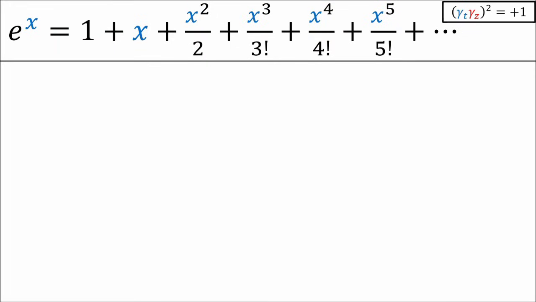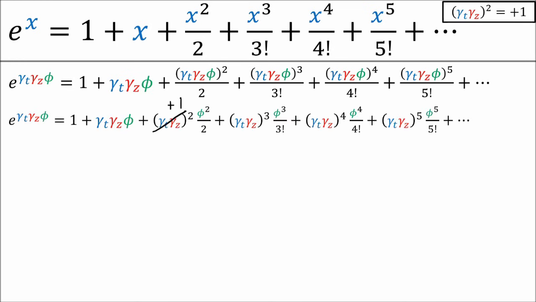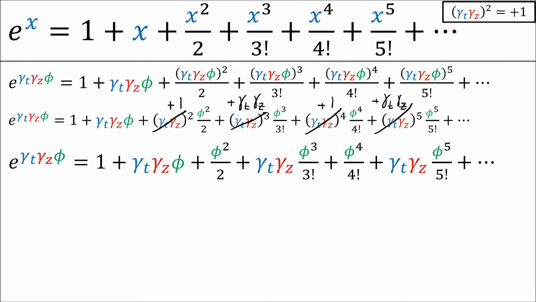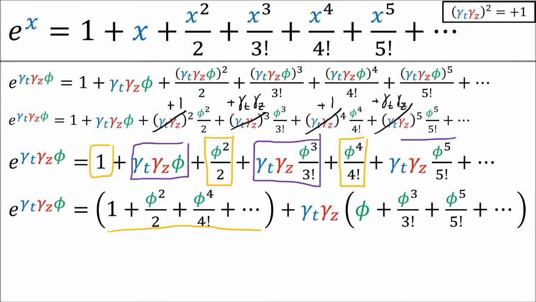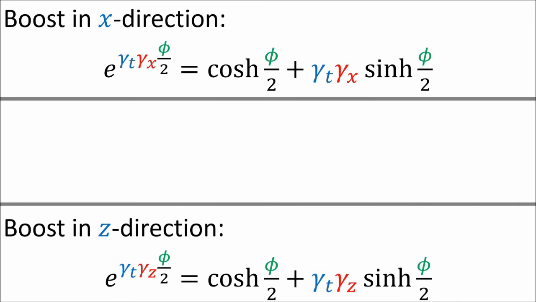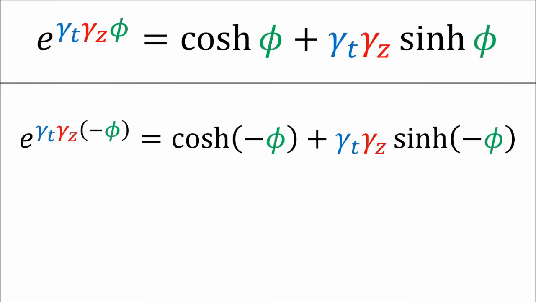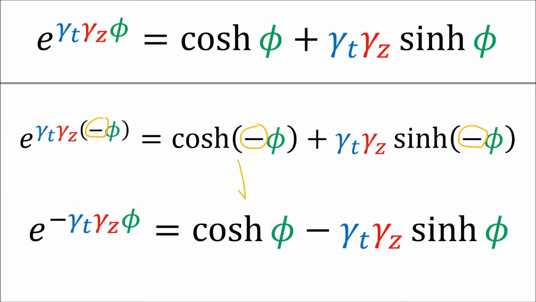If we replace the symbol j with the bivector gamma t times gamma z, which also squares to +1, we get a similar formula involving hyperbolic trig functions, which represents a Lorentz boost in the z direction. We can get similar formulas for boosting in the x and y directions. It also turns out that putting a negative sign in the hyperbolic angle gives us the same formula, but with a negative sign in front of the sinh term.